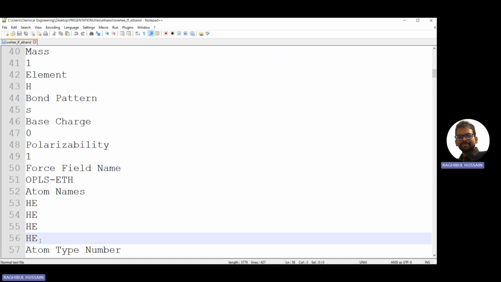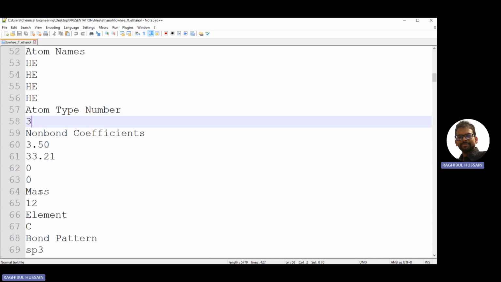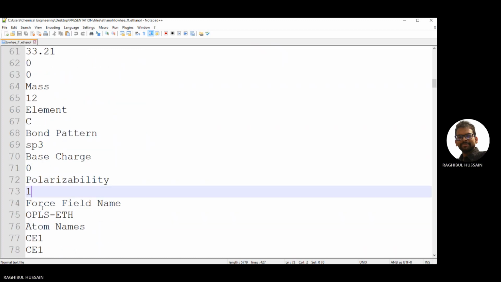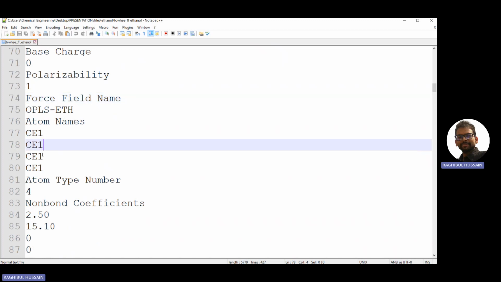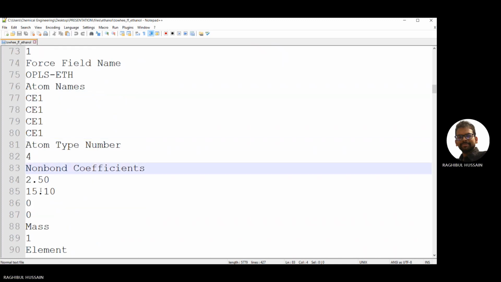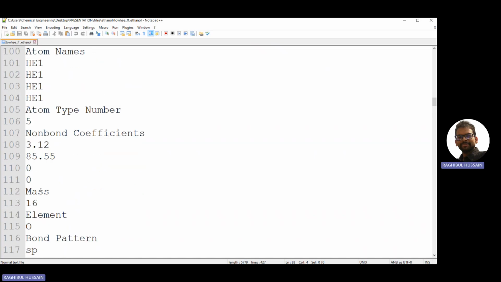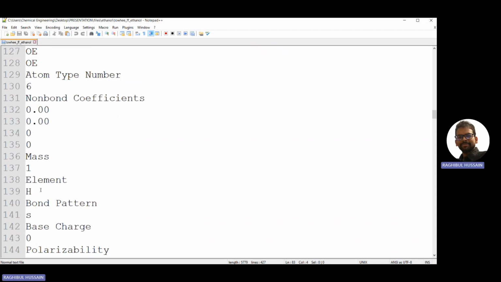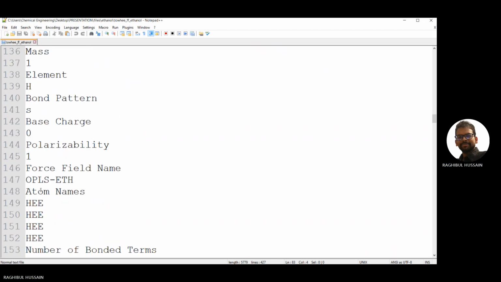You have to repeat this format 6 times, once for each atom type. So just cross-check your values. This is the third: 3.5, 33.21, 0, 0, 12, carbon, sp3, 0, 1, force field type is CE1. So repeat till this point, 6, yes, at this point.